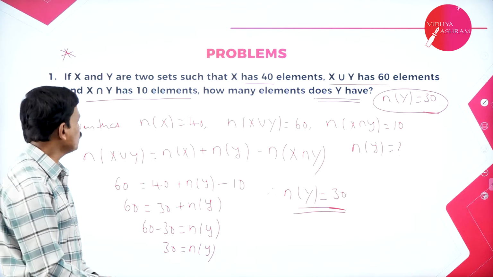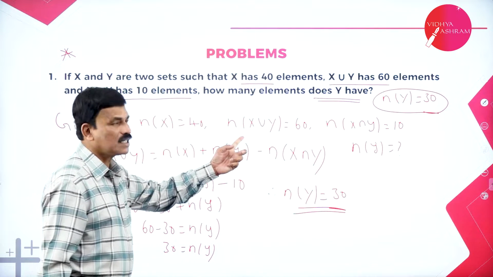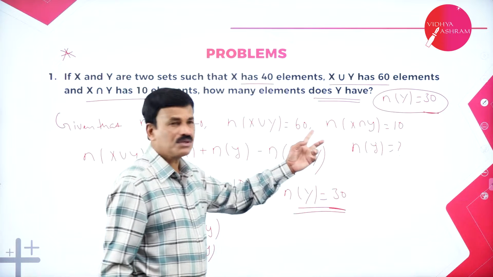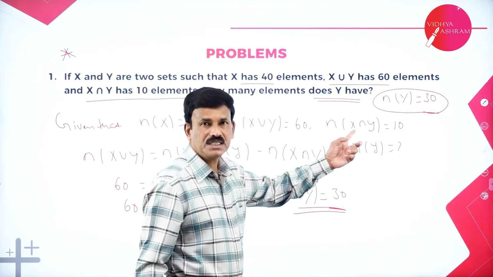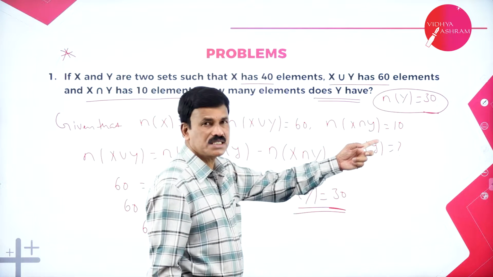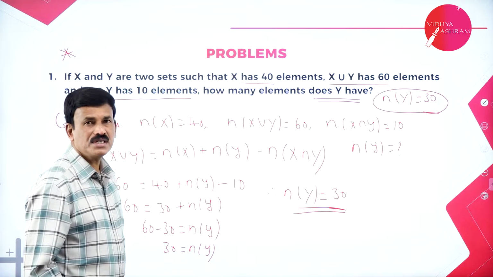Here I'll explain once again. So what is given here? Number of elements in X is 40. Number of elements in X union Y is 60. And the number of elements in intersection X intersection Y is 10. Union is 60. Intersection is 10. And number of elements in X is 40. What is required to find is N of Y.